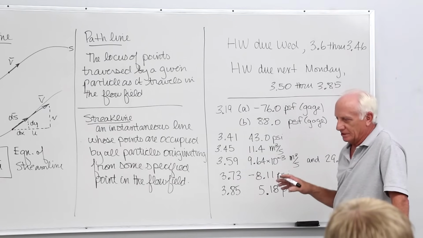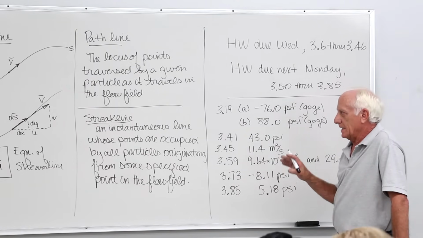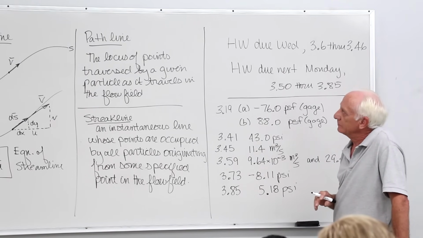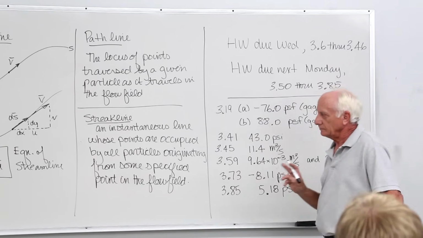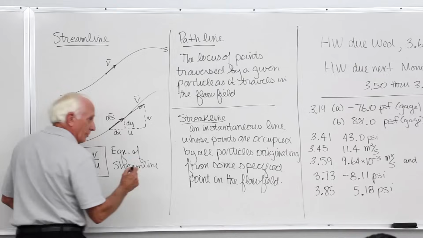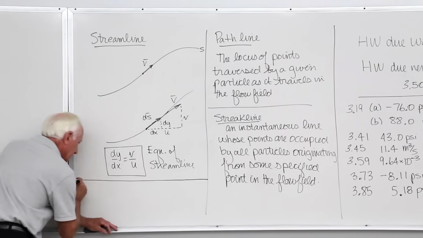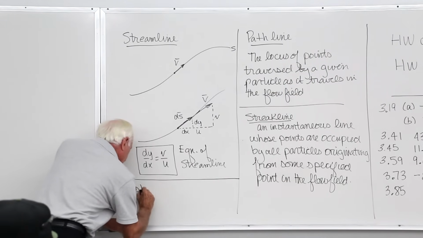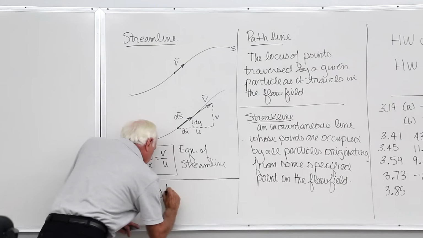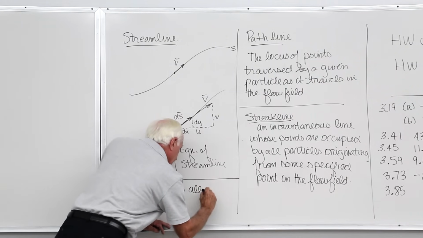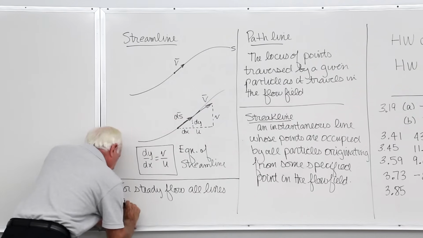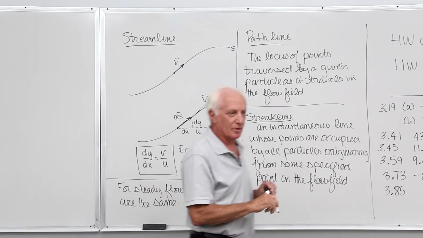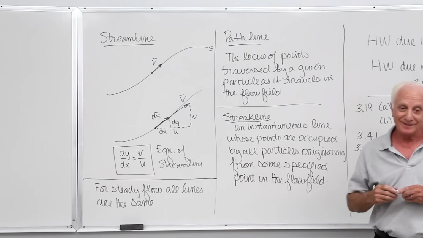We'll do a problem that shows the differences in just a minute. But for right now, there's how we can look at the flow field. We can identify streamlines, pathlines, streaklines. They're all different, except in steady flow, they're all the same. They're coincident. All the lines would be the same if the flow is steady.